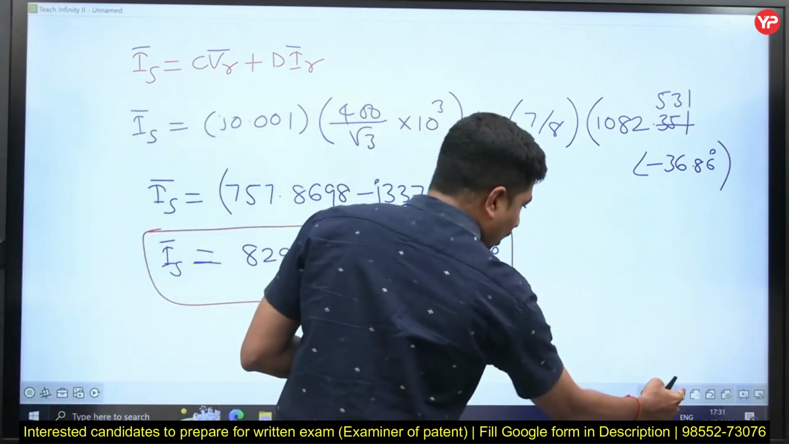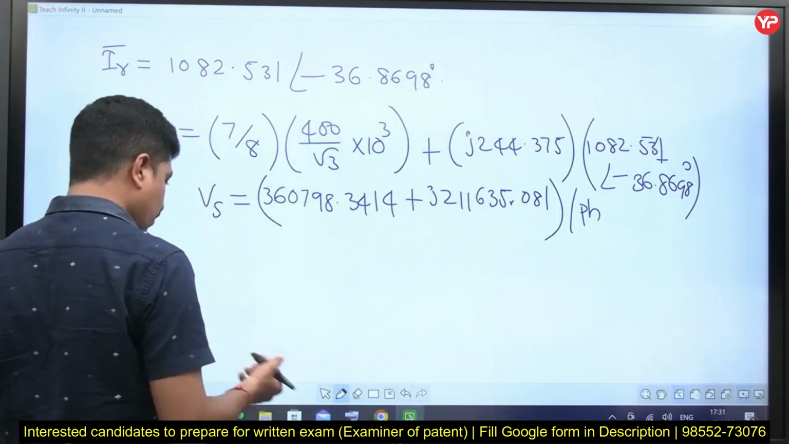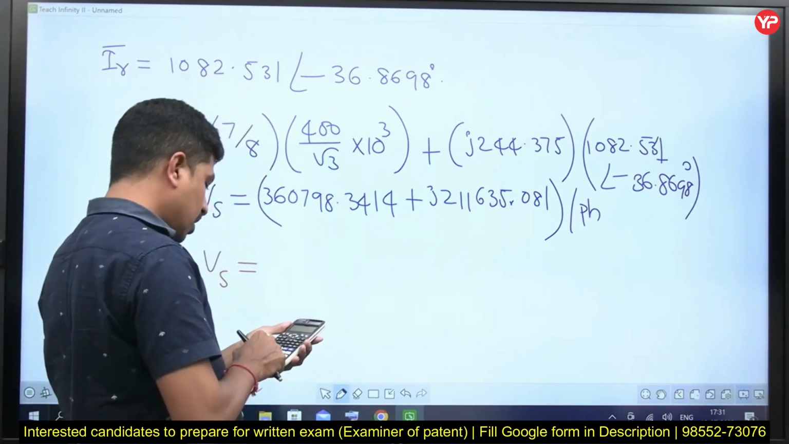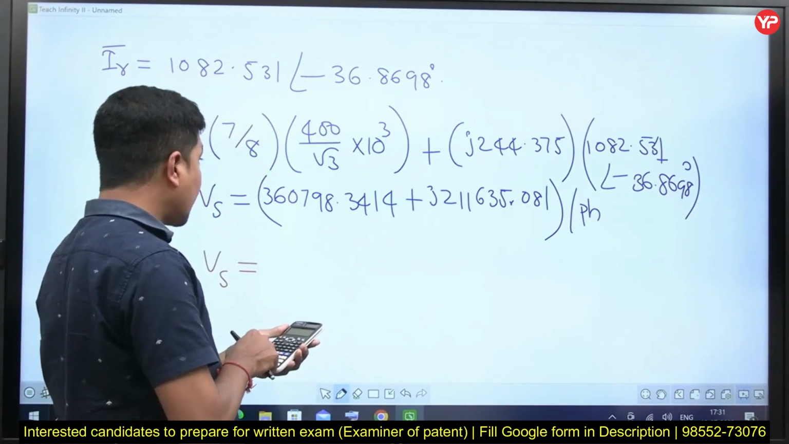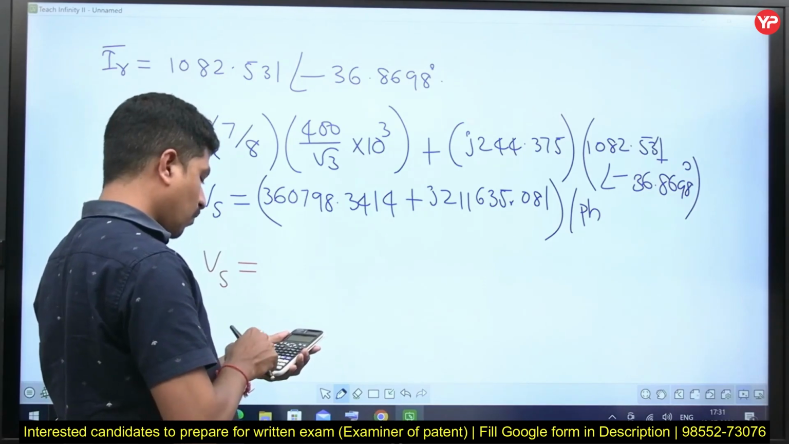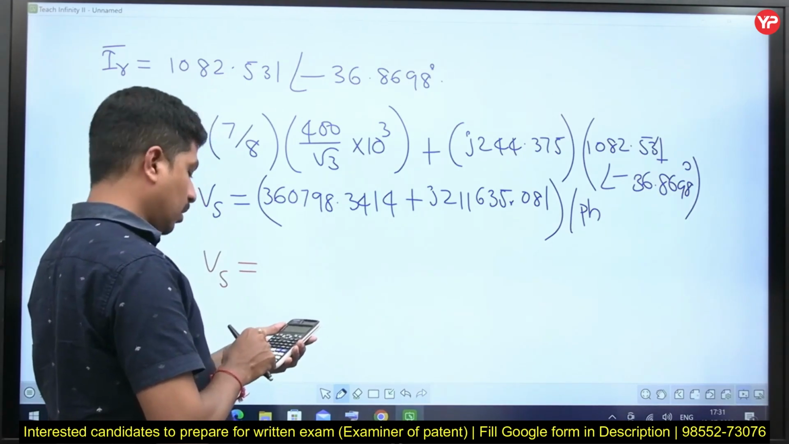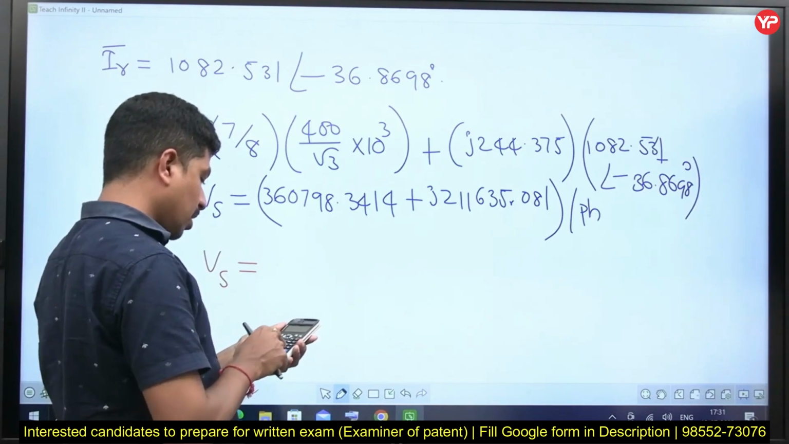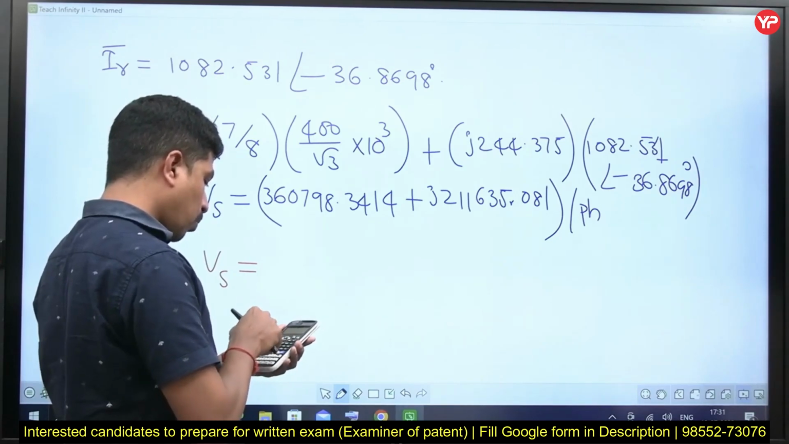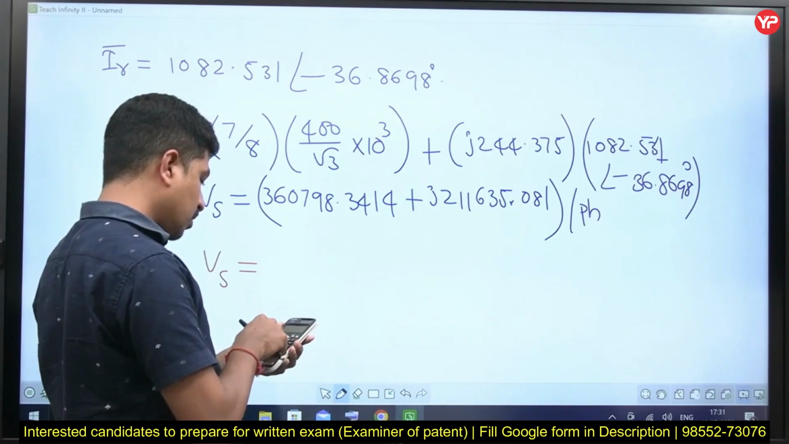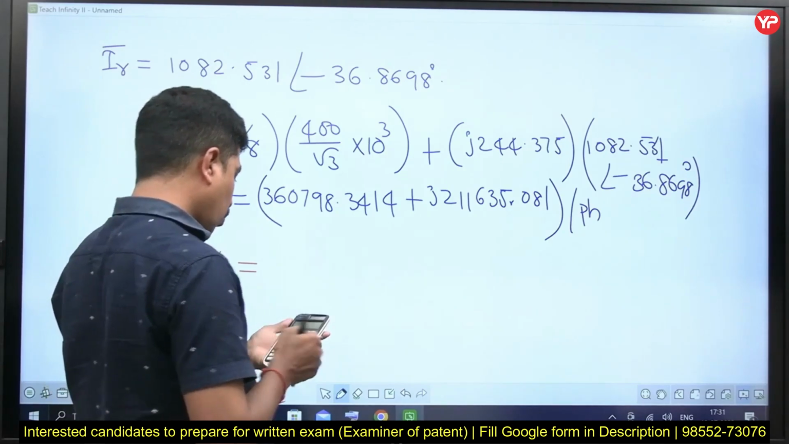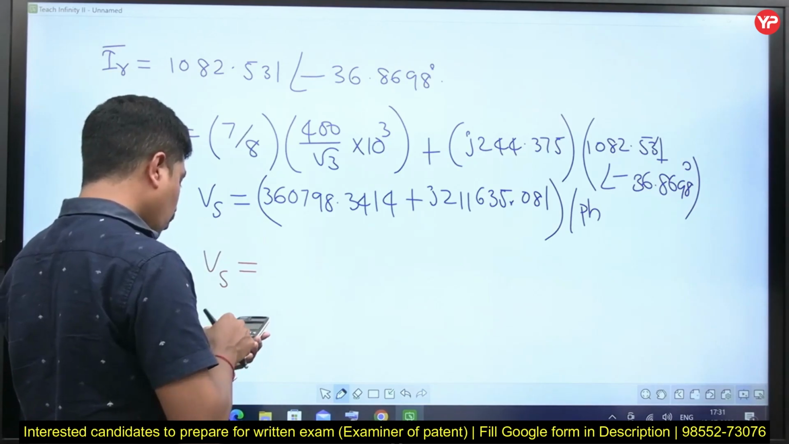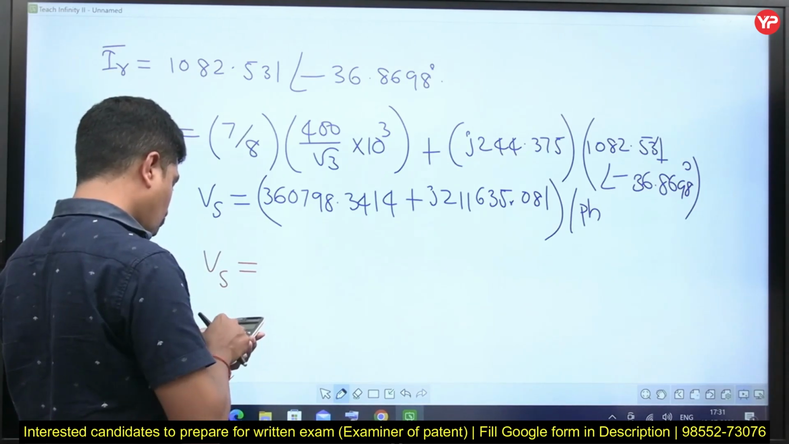In the same way, VS also I will write in polar form. What is that? 360,798.3414 plus j 211,635.081. I'm converting this into polar form. Just allow me a moment. I'll convert this into polar form.